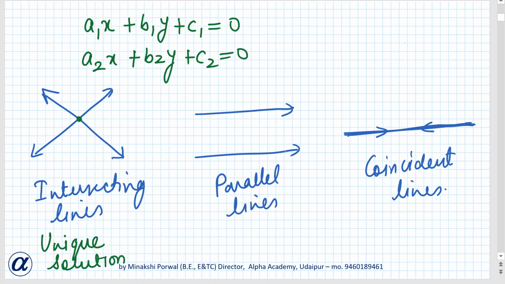If two lines are parallel, there will be no point in common. So this is the case of no solution. When two lines are lying one above the other, there are infinite points which are in common for both. So there are infinite solutions.